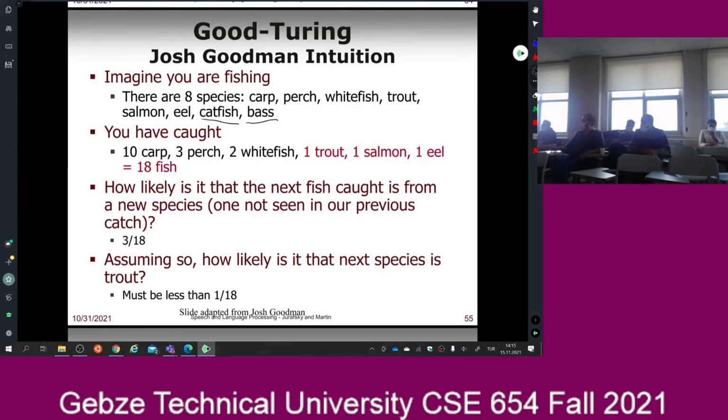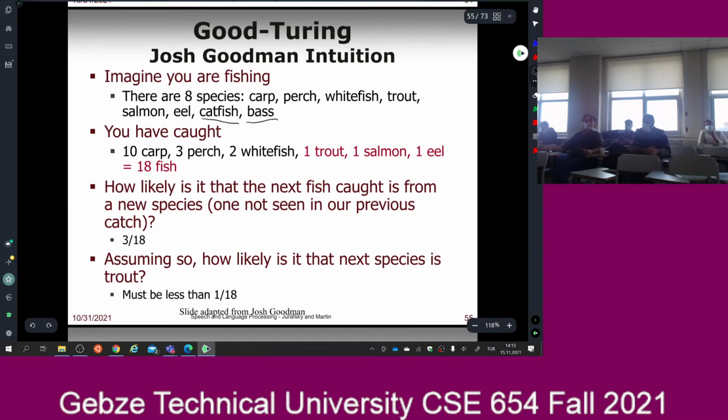Fish. So catching a new fish, this is the probability. Either this one or that one is 3/18. That's the idea. I am not saying that there is a theory behind it, or that this is how it should be calculated. This is just an intuition. There is no theory behind the maximum likelihood estimation either. Maximum likelihood estimation explains your data. It doesn't explain what's going to happen, right? It says this is what happened. And this one says this is what happened and this is what I'm expecting. This is the Good-Turing intuition.